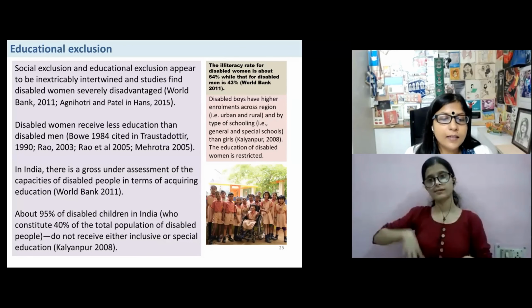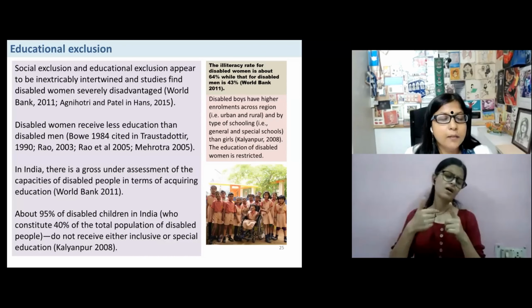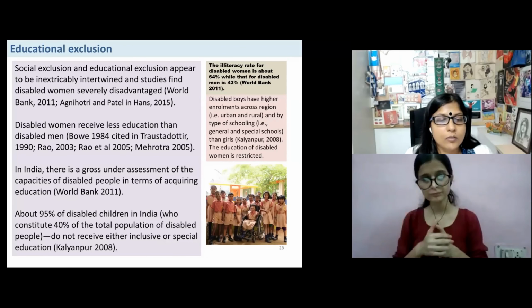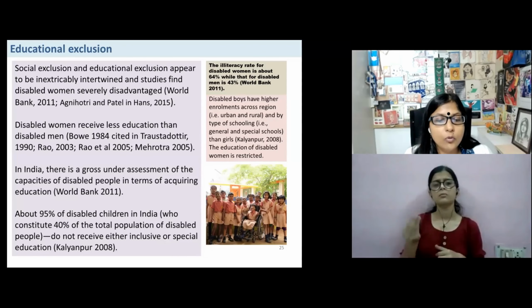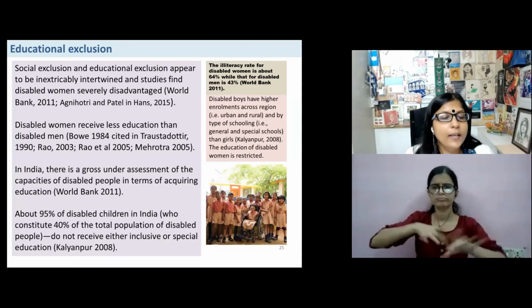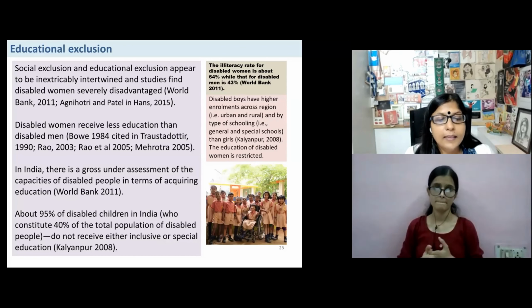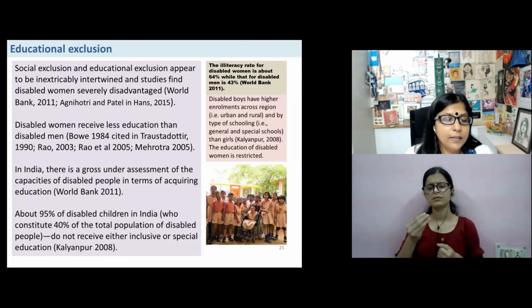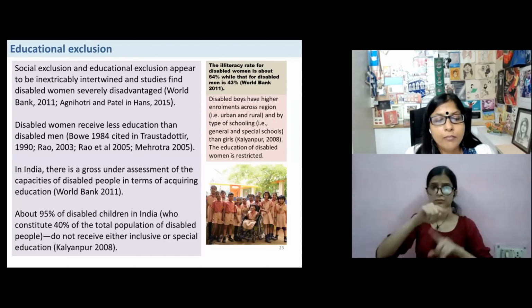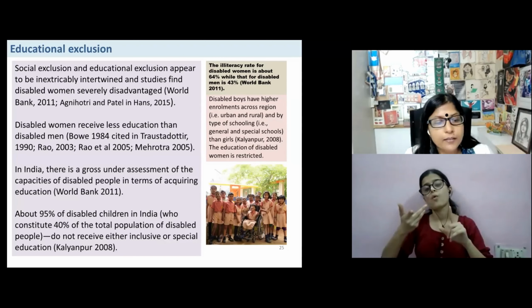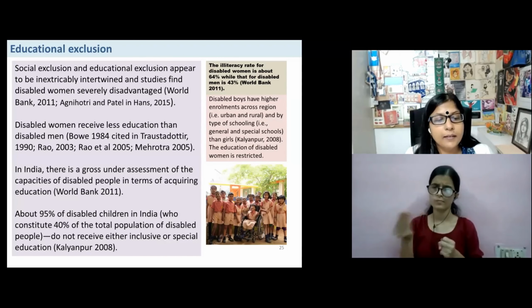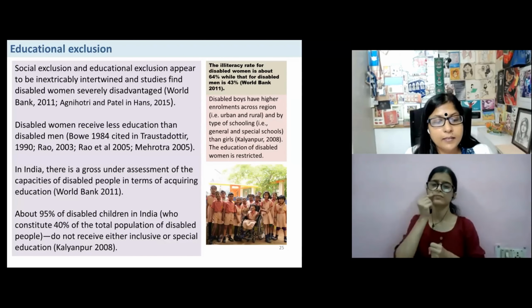And then another study by Kalyanpur says that disabled boys have higher enrollments across region, both urban and rural, and by type of schooling, that is general and special schools, than girls. The literacy rate for disabled women is about 64%, while, and these are World Bank figures, while that for disabled men is 43% in India.